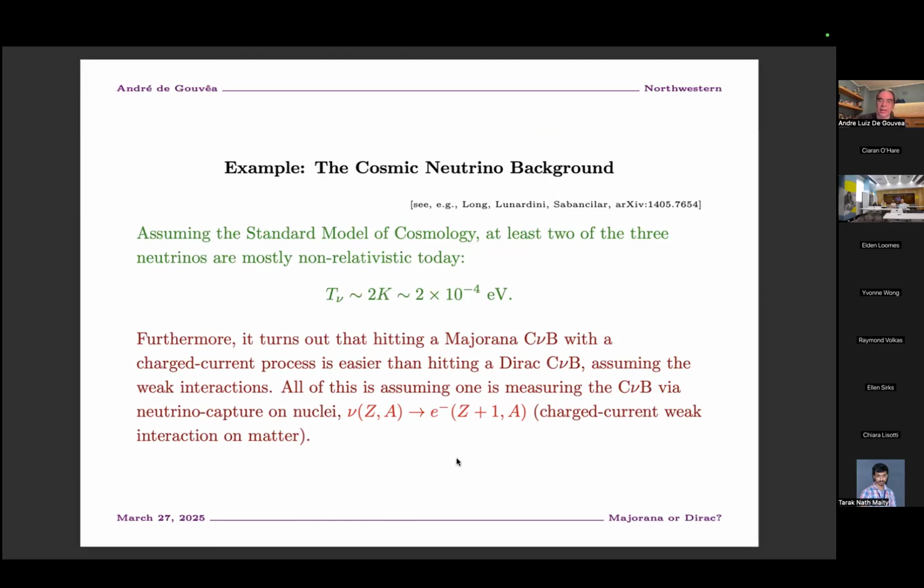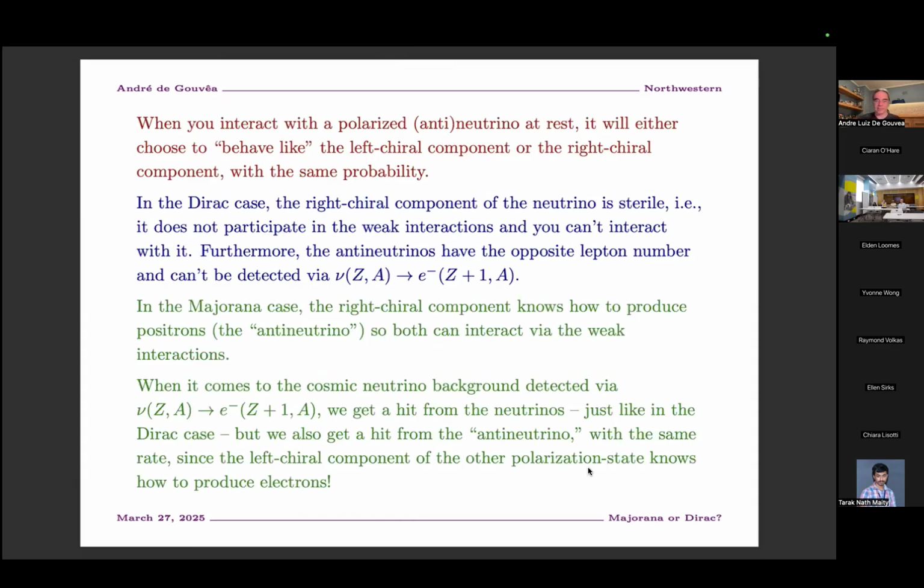And let's say for the sake of argument that I'm going to measure these neutrinos by some charged current process, this one here in bright red, which I'm going to refer to as induced beta decay. This is a process where a neutrino comes in, hits a nucleus, and an electron comes out. If I'm detecting the cosmic neutrino background in this way, the difference between a Dirac cosmic neutrino background and a Majorana cosmic neutrino background is huge. Let me tell you why, and that will be just a story.